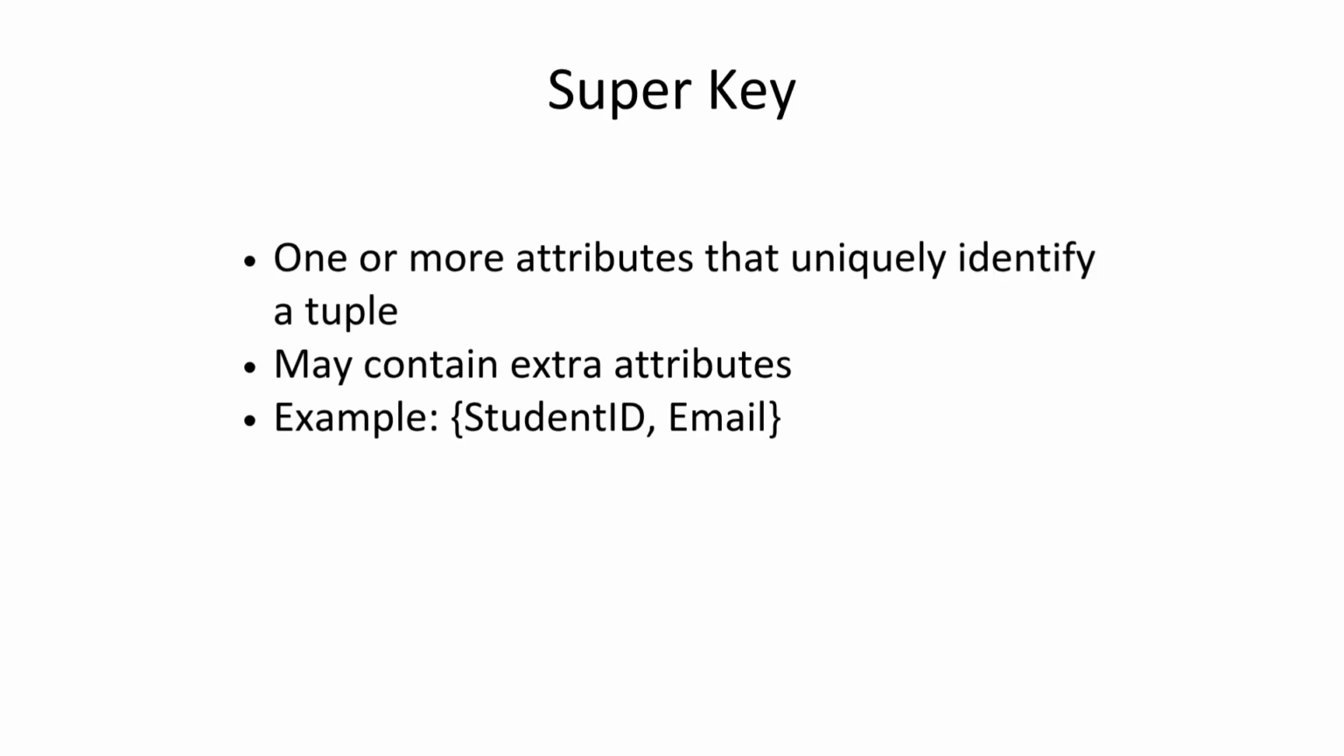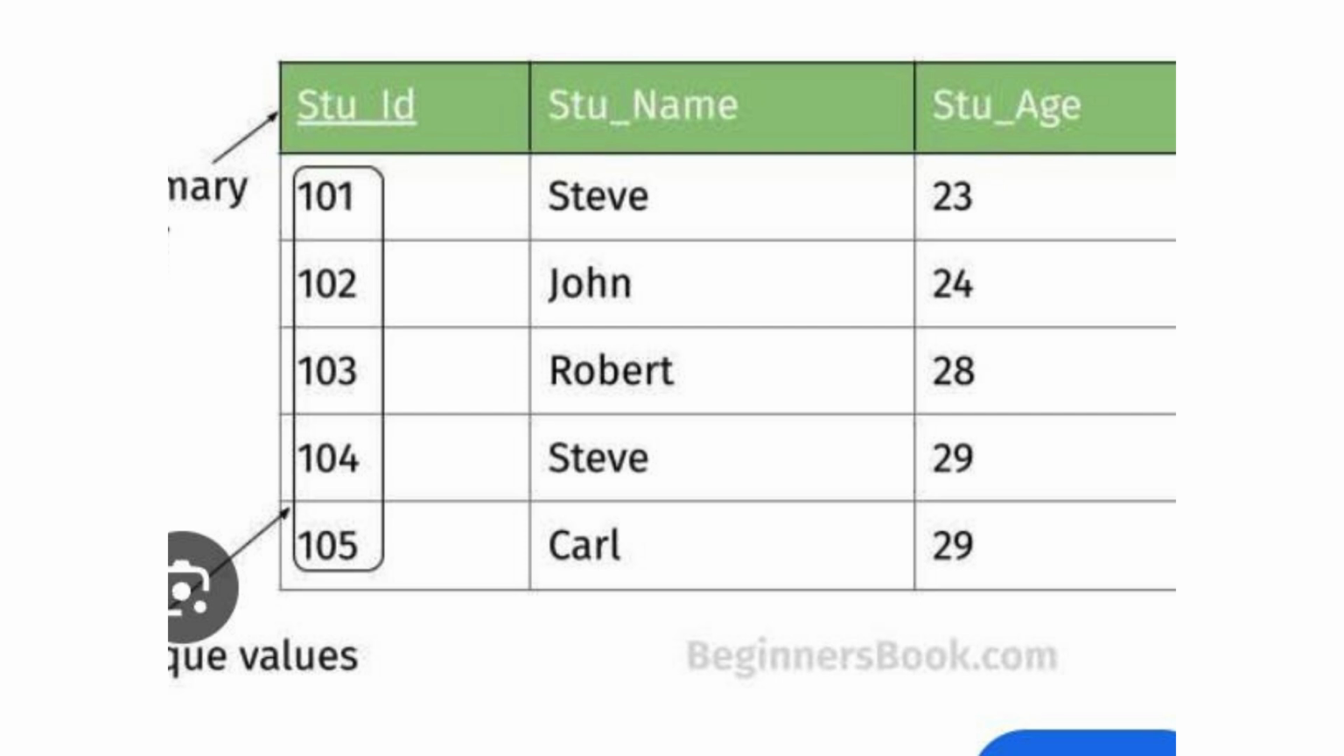A superkey is any combination of attributes that can uniquely identify a row in a table. For example, in a student table, both student ID alone and the combination of student ID and email can serve as a superkey. It's important to note that a superkey may include extra attributes. It doesn't have to be minimal. Superkeys form the basis for identifying more refined keys, like candidate keys, which we will look at next.